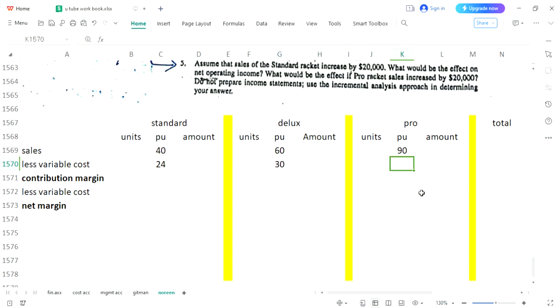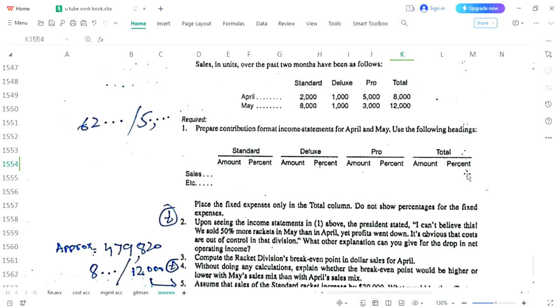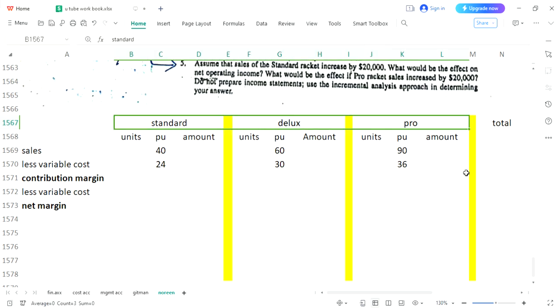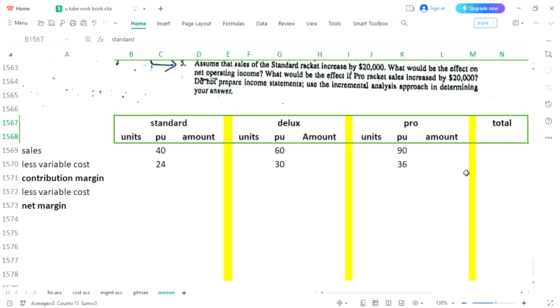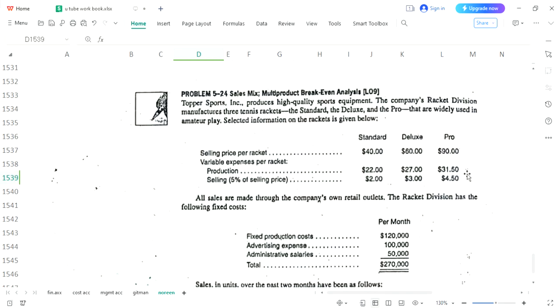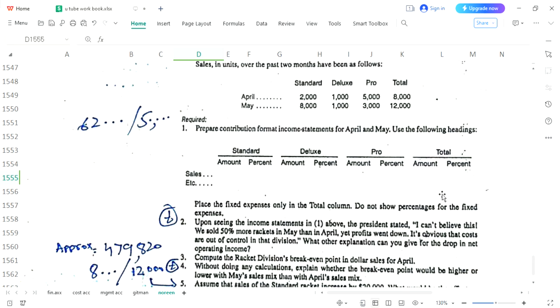Now let's see variable expenses for Pro. 31 and 4 is 35, and 1 rupee, $36 would be for Pro. Okay, the first part which we have completed is we have written their selling price. Now let's see what else is given. We have written sale price and we have written variable costs. Okay, two inputs are completed.